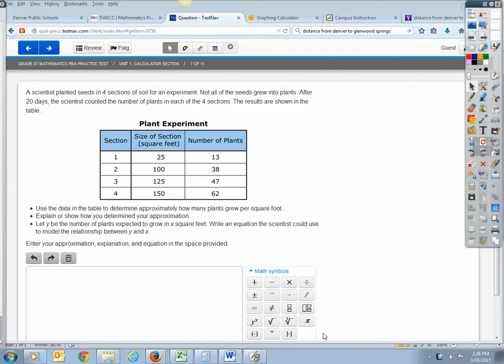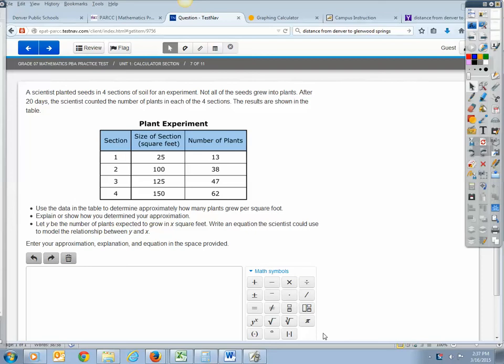So this is the second half of the calculator section of the 7th grade PARCC Mathematics Performance-Based Assessment. A scientist planted seeds in 4 sections of soil for an experiment. Not all the seeds grew into plants. After 20 days, the scientist counted the number of plants in each of the 4 sections. The results are shown in the table below.